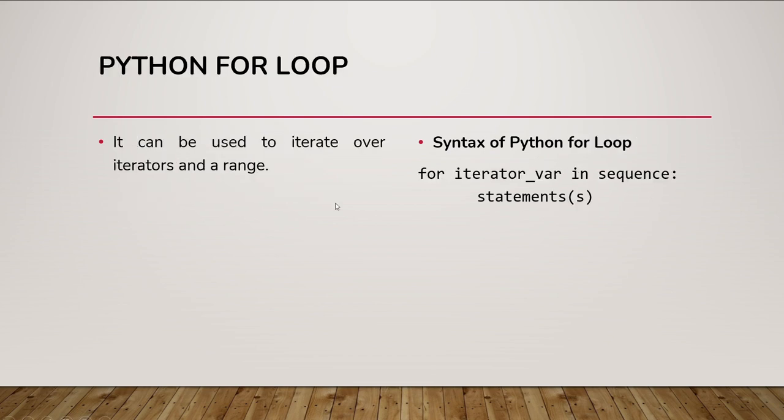Now we have another loop, which is called the Python for loop, and it can be used to iterate over iterators or a range. Iterator means we have a sequence or elements which are in a given order. Let's say I am working with lists or tuples or strings, we can use the Python for loop. And how it works, we specify for iterator variable in sequence and then the group of statements.